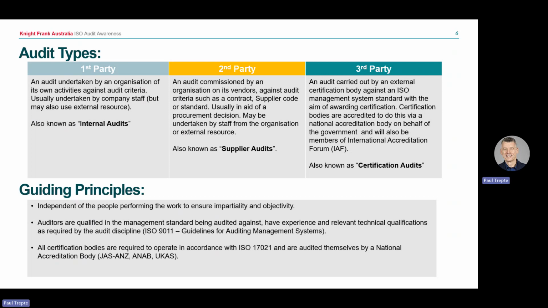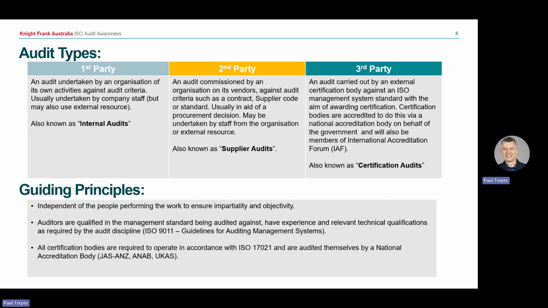The third type is third-party audits, and these are audits carried out by an external certification body against an ISO management system standard with the aim of awarding certification. Certification bodies themselves are accredited to do this by a national accreditation body on behalf of the government and will be members of the International Accreditation Forum, or IAF. And these are known as certification audits.